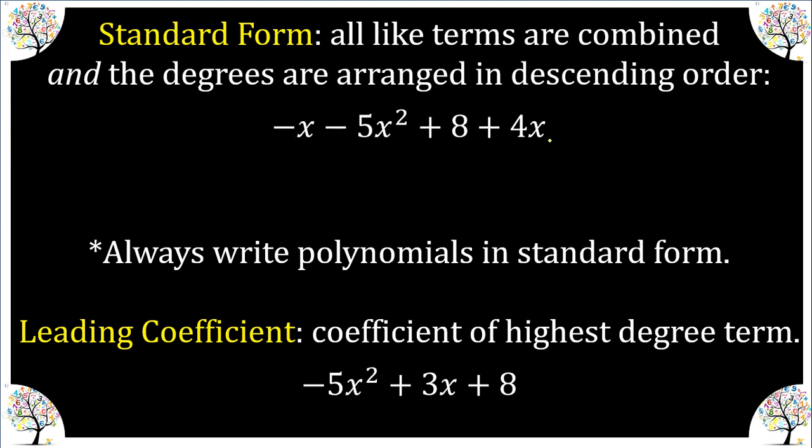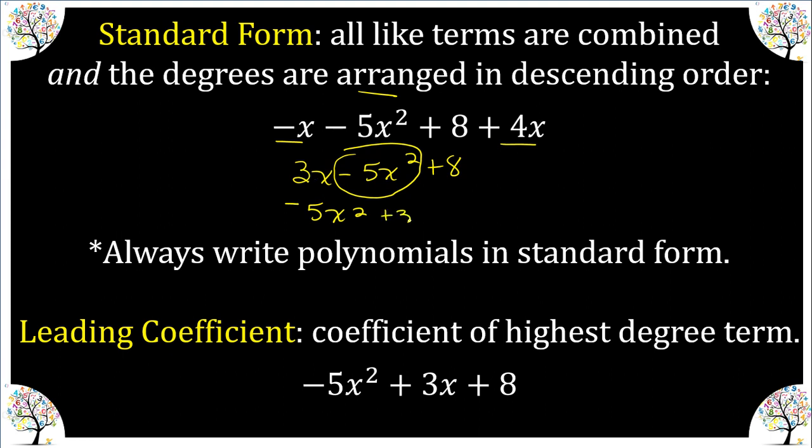It looks like it has 4 terms, but really we need to combine like terms first. So I'm going to combine negative 1x and 4x. So first we make sure that all terms are combined. Now we need to rearrange them. So this negative 5x squared term comes out front. Then we have the linear term, and then we have our constant. So from the greatest to the least. And always, always write your polynomials in standard form.